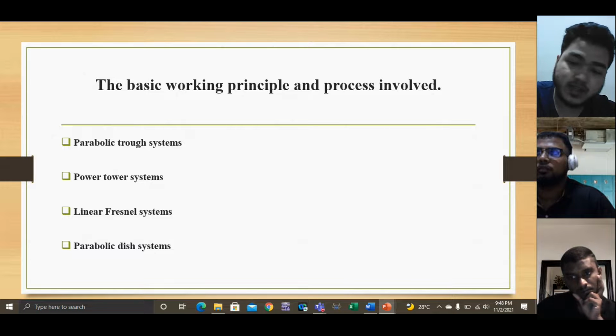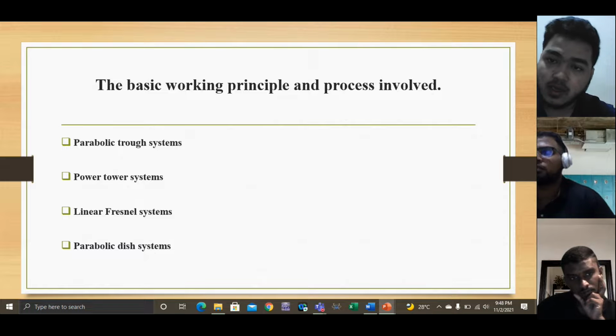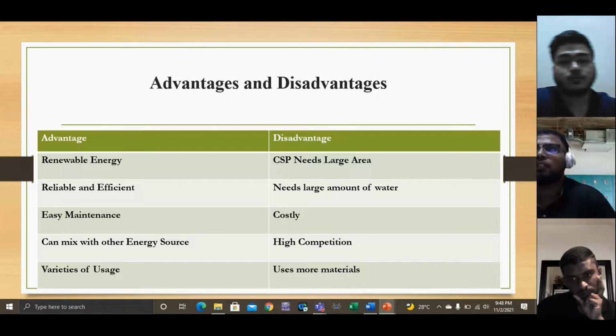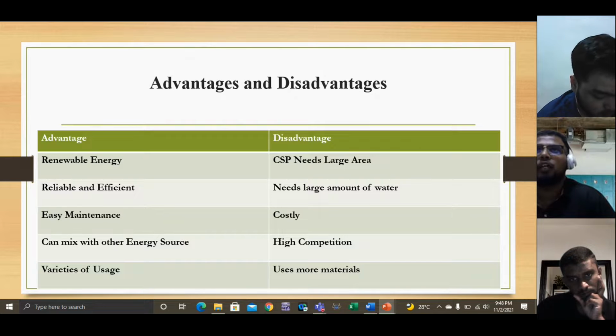So for CSP advantages and disadvantages, we go through with Jaiswaran. My name is Jaiswaran. My matric number is B0810101778. I will try to explain about the advantages and disadvantages.